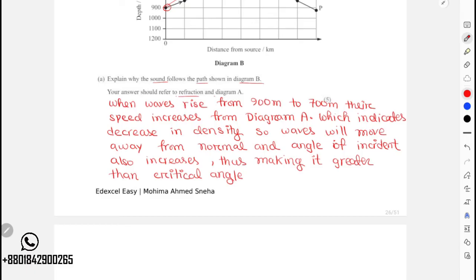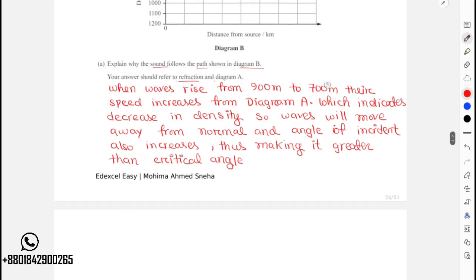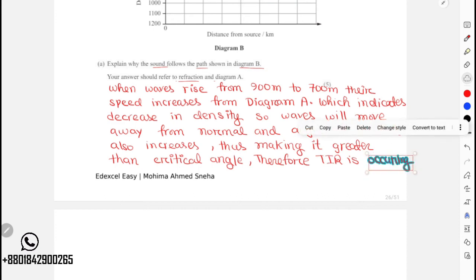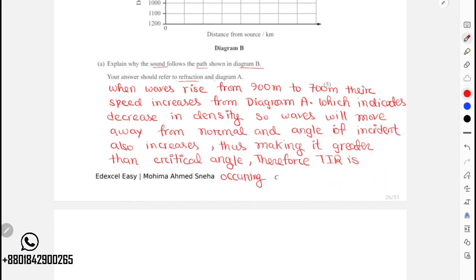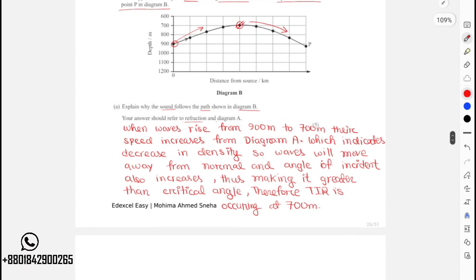Okay, so if your angle of incidence is greater than critical angle, then this certainly indicates that total internal reflection is occurring at point 700. That's why it was reversing its direction, right? So now we can say, therefore, TIR is occurring at 700. I'm not sure if you can see this. And then again, you cannot write TIR as total internal reflection in the exam. I'm only writing this because I do not have much space over here, right? Okay, so this is the final answer for this.